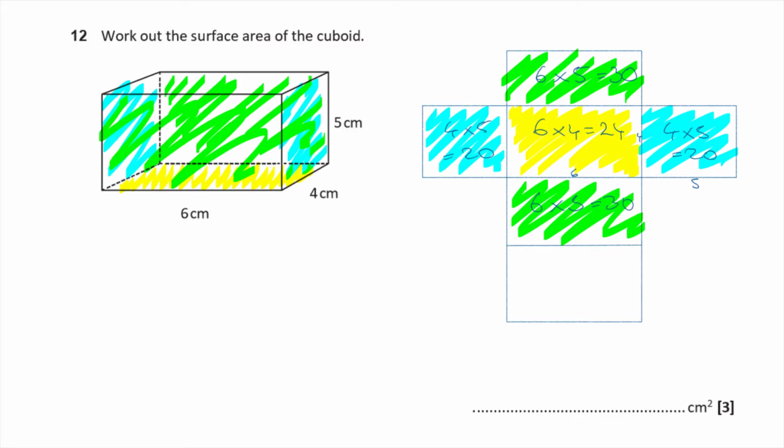Okay, and then finally you've got the lid on the top here. This is the lid. Okay, and the lid is the same as the bottom, isn't it? So it's going to be the same as that yellow one there. It's going to be 6 times 4, which is 24.